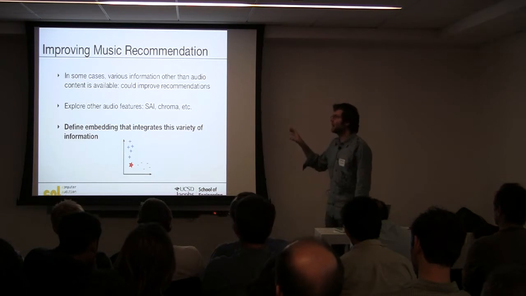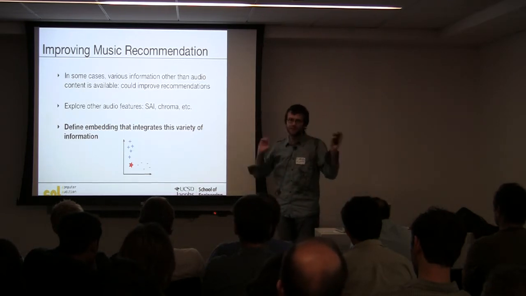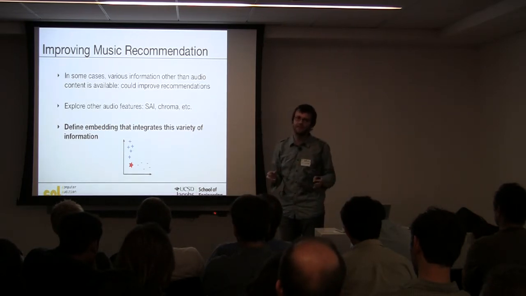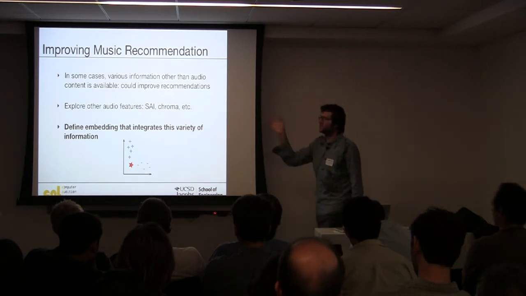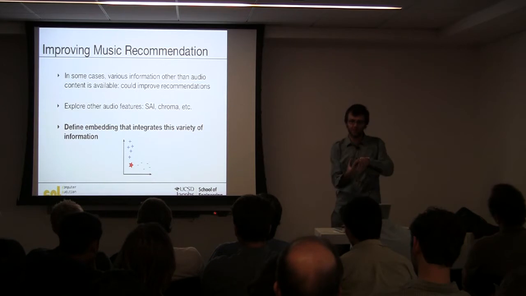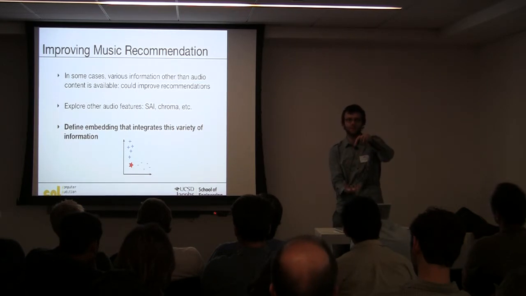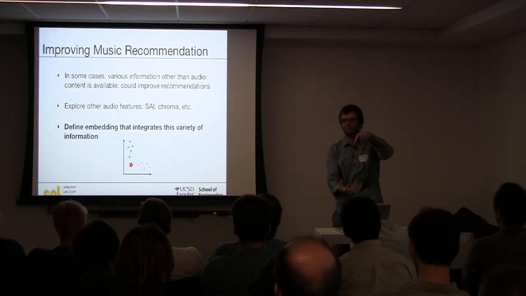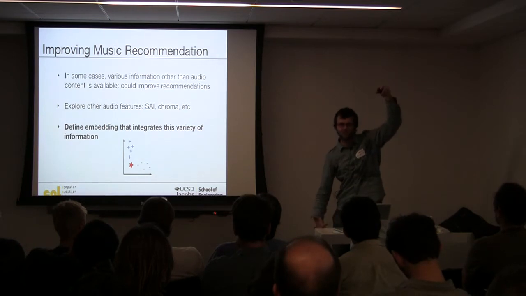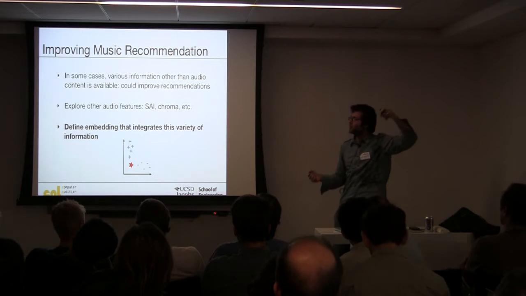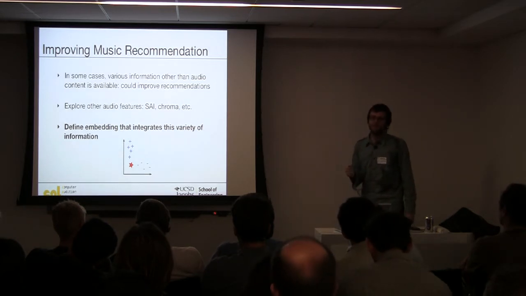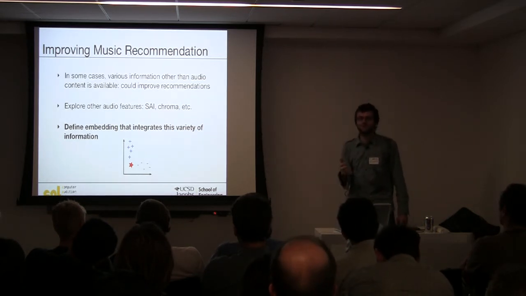How can we somehow use all these different variations of features and content modalities now to improve music recommendations? Well, you may say we can do the exact same thing as before. Rather than just extracting a vector of audio features, we extract a vector of audio features and visual features and all kinds of stuff, and run the same machine learning algorithm, right?